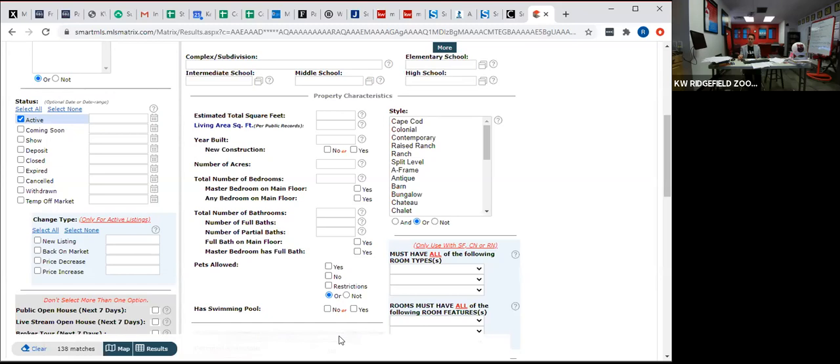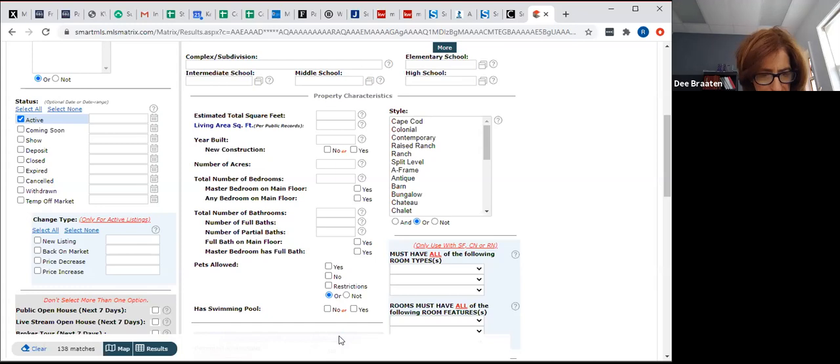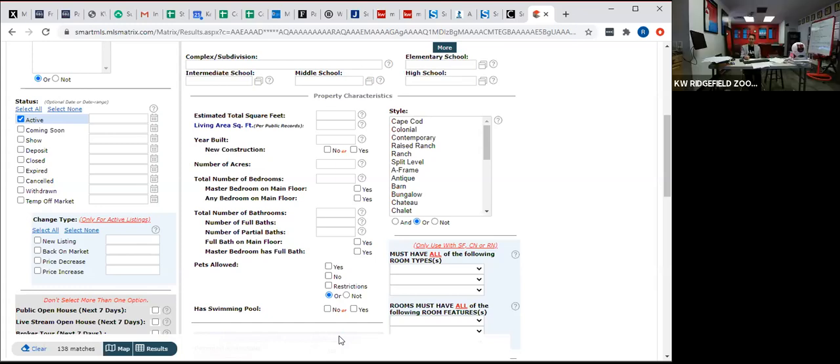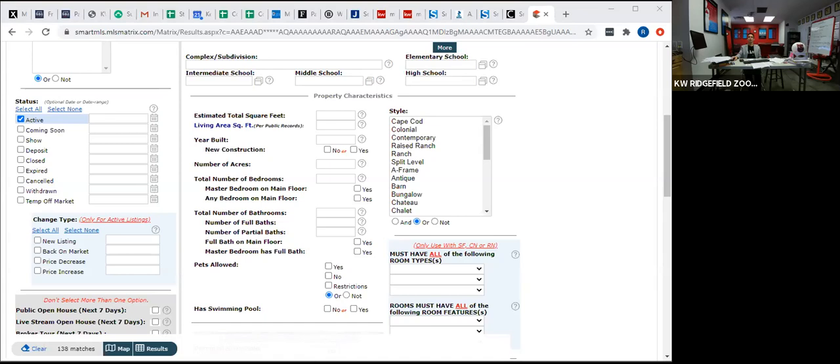By 51. That is 2.69, almost 2.7. So 2.7 months supply of inventory. So now here's what that means. What that means is if nothing else changed, if nothing new came on the market, and if the velocity didn't change, we would have only 2.7 months before we had zero inventory to sell.